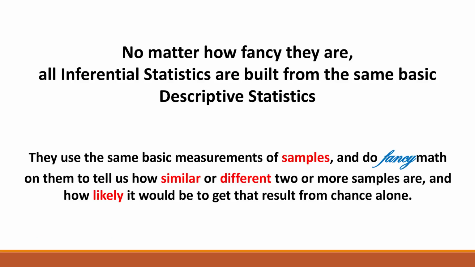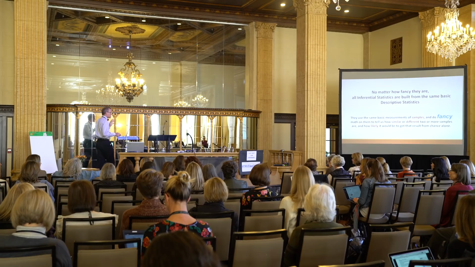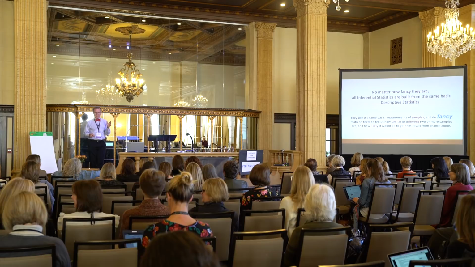They all use the same basic measures of samples, and they do fancy math on them to tell us how similar or different two samples are and how likely it would be to get that result from chance alone. Regardless of any statistic you're ever looking at in any study that's ever been done, that's all they're doing. They're all doing some version of that. They're doing a different version because they had a different kind of study using a different kind of variable done with a different kind of sample. But whether it's an ANOVA or some other multivariate statistic, whether it's a regression analysis, you see a million different kinds of regression analysis.